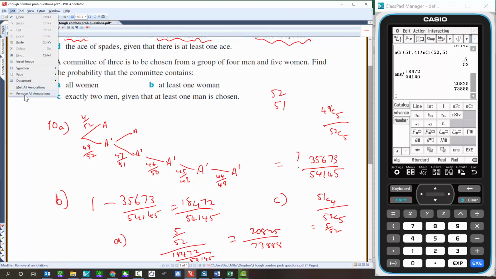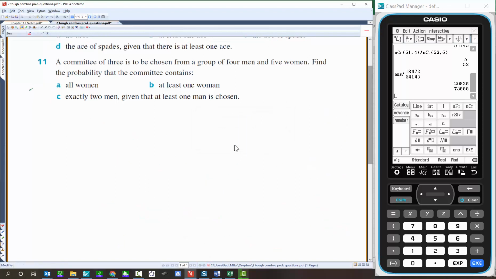All right, now let's go to question 11. A committee of 3 is chosen from a group of 4 men and 5 women. Find the probability that the committee contains all women. When you choose one of the 9, you're going to get a woman or not a woman. The chance of getting a woman is 5 in 9, then a woman, which is 4 in 8, and then a woman, which is 3 in 7. And we simply multiply those values together.